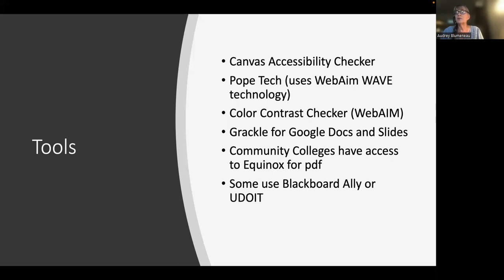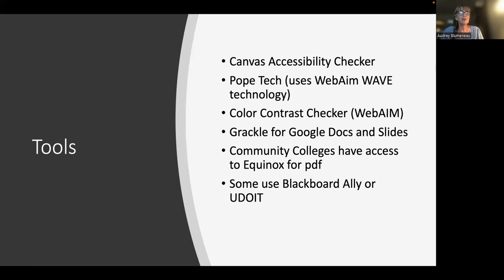We encourage people to use a color contrast checker. I usually use the WebAIM color contrast checker to make sure that we're adhering to the level 2, the AA accessibility contrast. We use Grackle. Some schools use Grackle for Google Docs. If it's a Google campus, then usually Grackle will be the accessibility checker for Google Docs and slides.